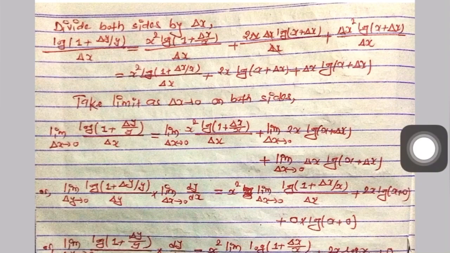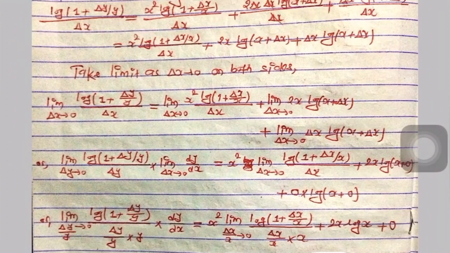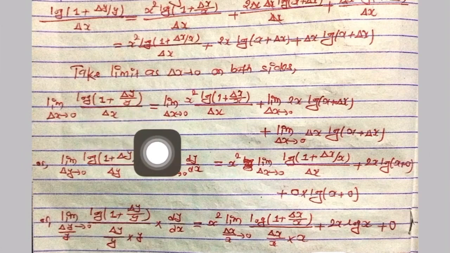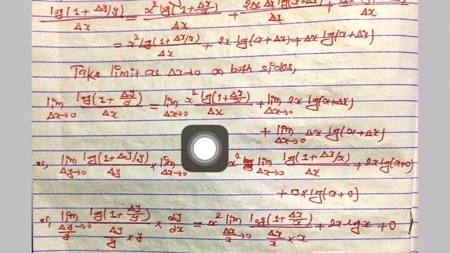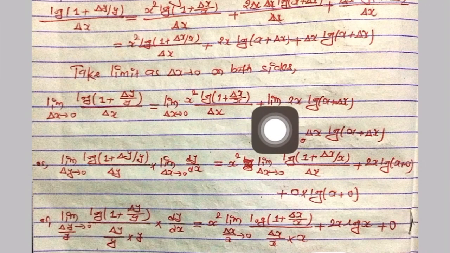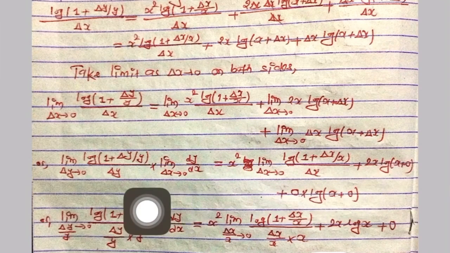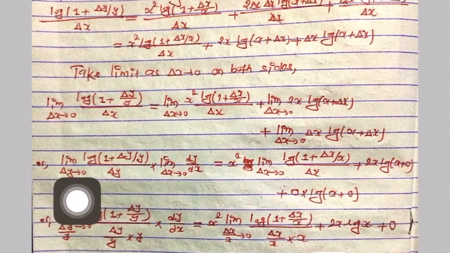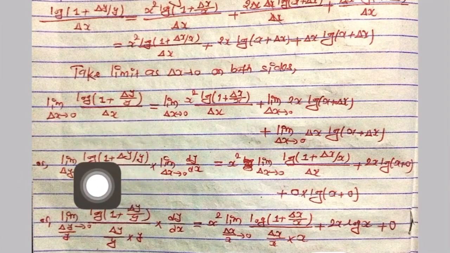Now we have to take the limit on both sides as del x tends to 0. After taking the limit, we can write limit del x tends to 0 of log of (1 plus del y by y) divided by del x is equal to limit del x tends to 0 of x squared log of (1 plus del x by x) divided by del x, plus limit del x tends to 0 of 2x log (x plus del x), plus limit del x tends to 0 of del x times log of (x plus del x). On left hand side we have to arrange this term in this way: limit del y tends to 0 of log of (1 plus del y by y) divided by del y, because we have to write limit del y tends to 0 since there is a del y inside the log function.